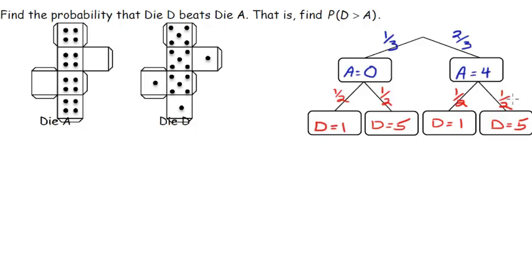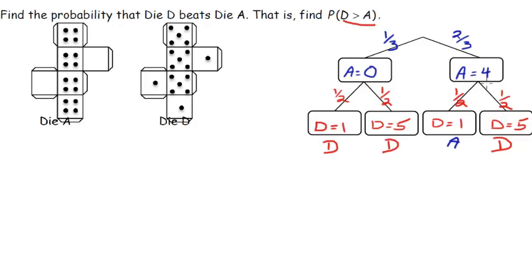So now we want to know, when does D roll a number greater than A? So when does D win? Well, if A gets a 0, D wins right here. If A gets a 0, D wins again. If A gets a 4 and D gets a 1, nope, A wins there. And if A gets a 4 and D gets a 5, D wins here. So again, we see the same case that we just saw in the last example.